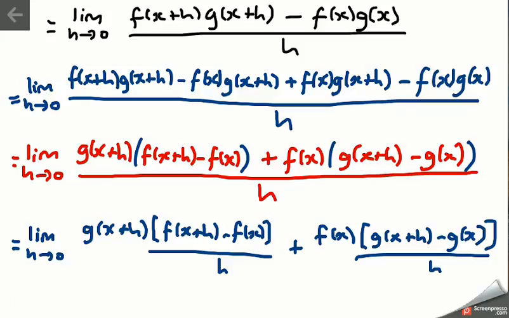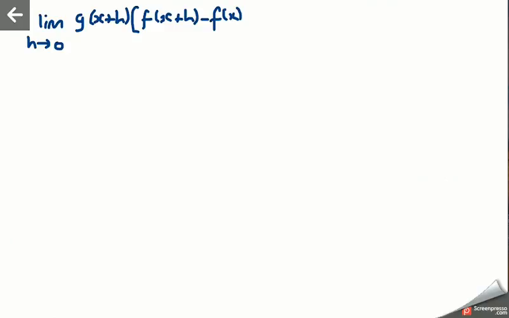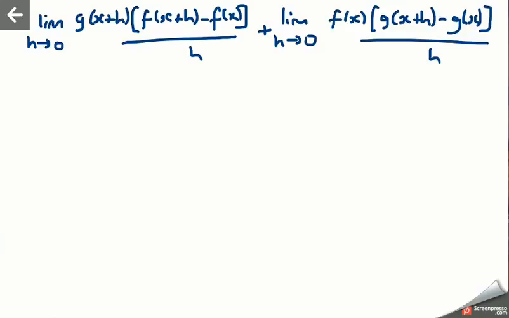That's what we'll do. So where we're at now, what we actually have is the limit as h gets closer and closer to 0 of g of x plus h times f of x plus h minus f of x, divided by h, plus the limit as h gets closer and closer to 0 of the other thing, f of x times g of x plus h minus g of x, and then that whole thing divided by h.